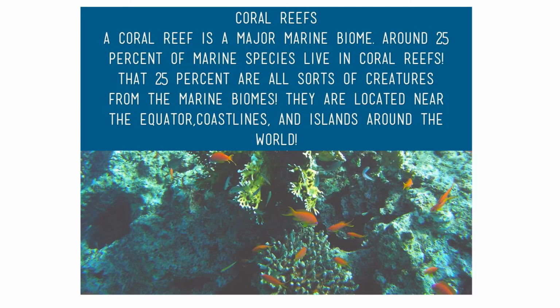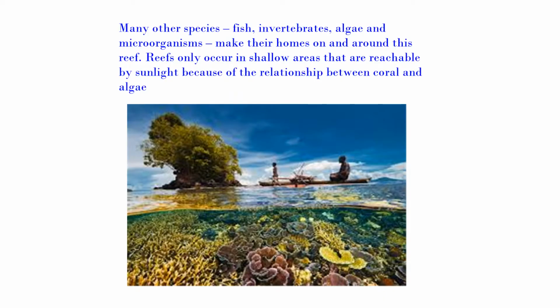Now we're going to focus for a minute on tropical coral reefs. A lot of the fish and invertebrates, algae, and microorganisms make their homes around these reefs. These tropical reefs only occur in shallow areas that are reachable by the sunlight because of the symbiotic relationship between the coral and the algae. So this picture here is a very shallow tropical coral reef. This is where the corals feed on sugar made by the algae living in their tissues, and they need that sunlight to feed on the algae.